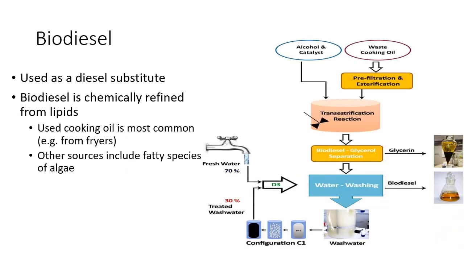So the first one that we'll talk about is biodiesel. This is used as a diesel substitute, so you're using this in a diesel engine. This biodiesel is going to be chemically refined from fatty acids. Usually you're going to be using used cooking oil. So people will make this at home. They'll go to fast food restaurants where they have lots and lots of cooking oil from the frying vats, and they'll take it home and they'll refine this so they can make their own biodiesel and use it in their own vehicles.